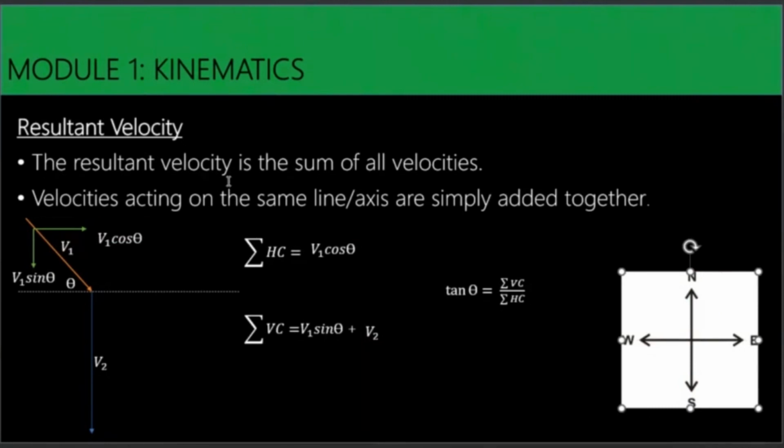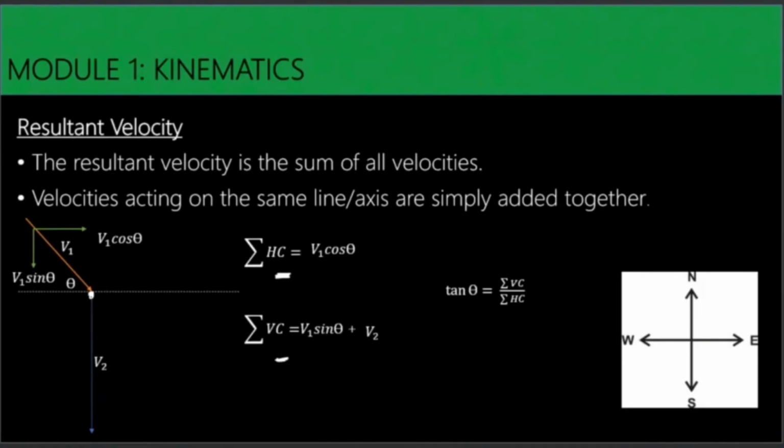So today we're going to be looking at resultant velocities. Resultant velocity is simply the sum of all the velocities. You can see there is an illustration that I did here. Assuming we have two velocities acting in this direction, we have the v1 and then we have the v2. So you just need to determine the total horizontal velocity and the total vertical velocity.